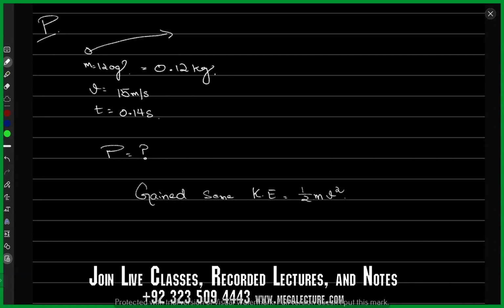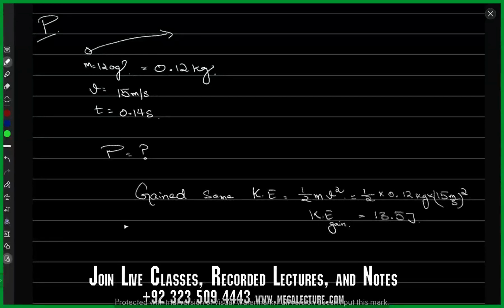So the gain in kinetic energy is this, and now it's just a matter of doing some silly mathematics. You just put in the values: 0.12 kilograms multiplied by the velocity, 15 meters per second, squared, times a half. This would give you 13.5 joules, right? So that's the gain in kinetic energy. I'll write it as KE gain. This gain in kinetic energy provides the power.